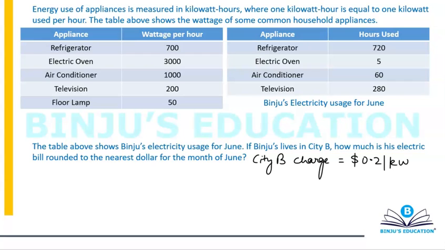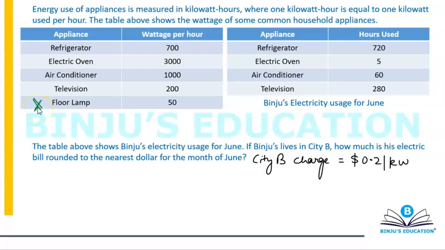Okay, energy use of appliances is measured in kilowatt hours, where 1 kilowatt hour is equal to 1 kilowatt used per hour. The table above shows the wattage of some common household appliances. So we have refrigerator, electric oven, air conditioner, television, floor lamp, and we have also been given the number of hours for which they have been used. And I think floor lamp is not included, so we won't consider that.